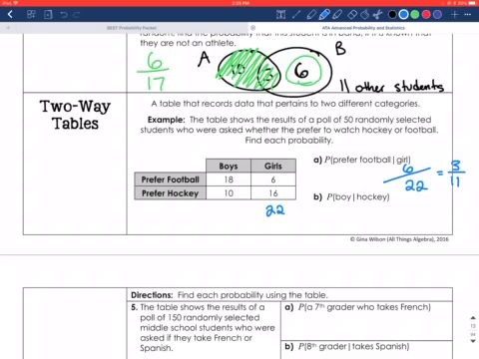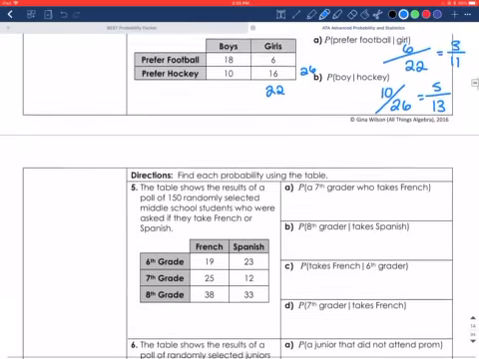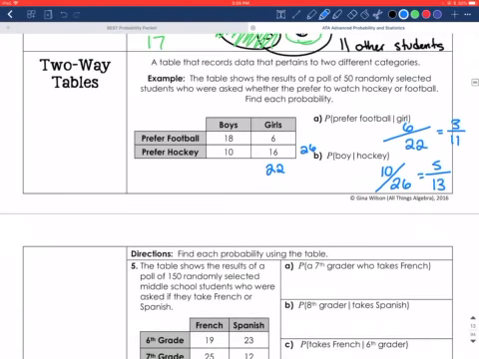Definitely make sure you simplify. All right. What's the probability that they are a boy given they prefer hockey? So how many people prefer hockey? That will be 26. All right. And then the probability that they are a boy would be 10. So 10 out of 26 would be 5 out of 13. All right, so it does help if you kind of add up these totals, these tallies off to the side. So like this one will be 20.